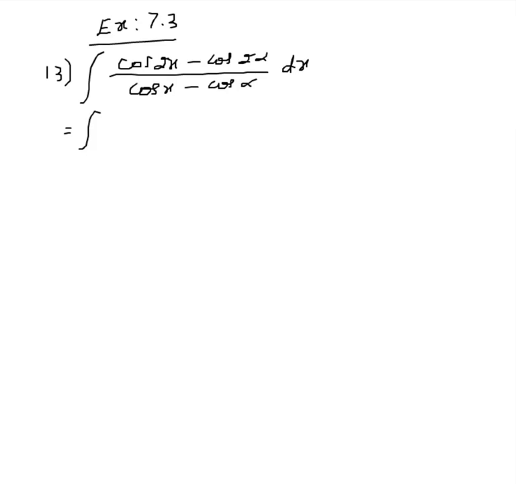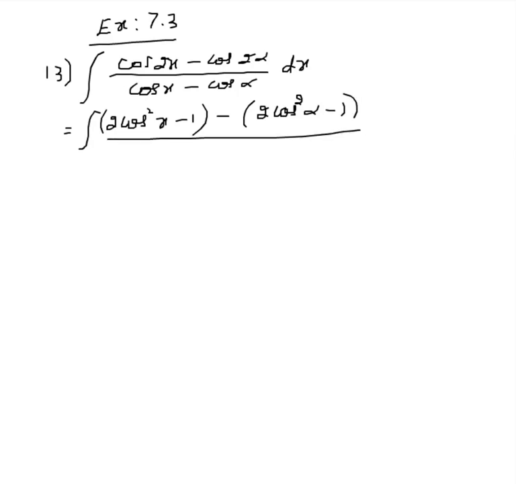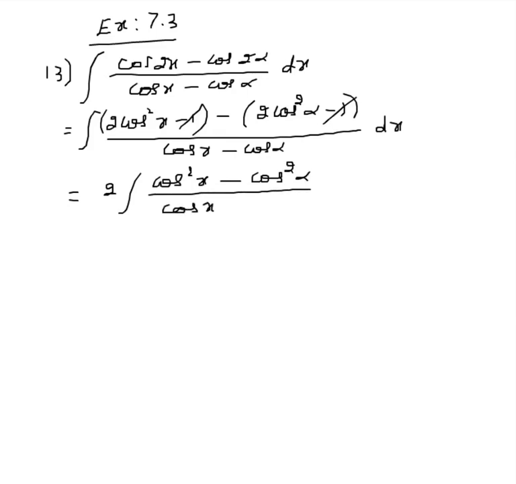Let us use the cos 2x formula, which is 2 cos square x minus 1. Similarly, cos 2 alpha is 2 cos square alpha minus 1, divided by cos x minus cos alpha dx. 1 gets cancelled, 2 is common. The numerator becomes cos square x minus cos square alpha divided by cos x minus cos alpha.